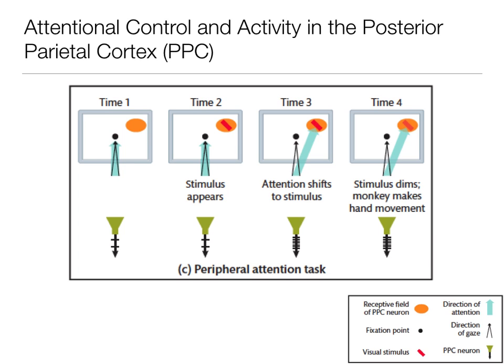At time 4, there's a hand movement, just as there was in the first one, based on what the monkey was trying to do. And again, that firing rate stays high. But we see that the firing rate changed when attention changed, before eye movement in the saccade task, and before hand movement in the peripheral attention task. So in both situations, attention is what caused this posterior parietal cortex neuron to fire. And again, this is really indicative of the importance of the posterior parietal cortex in attention.